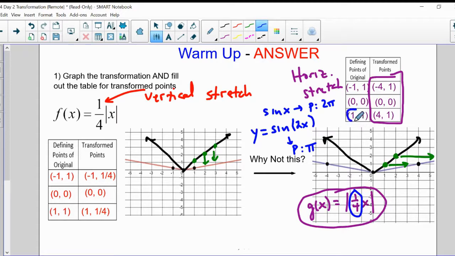So notice that this 1 did not get multiplied by 1/4. It got divided by 1/4. So 1 divided by 1/4 actually moves it to 4. So this number, even though it's smaller than 1, is actually stretching our values. Whereas in this sine graph right here, that was shrinking our horizontal, our x values.